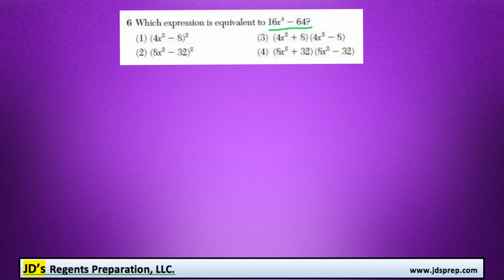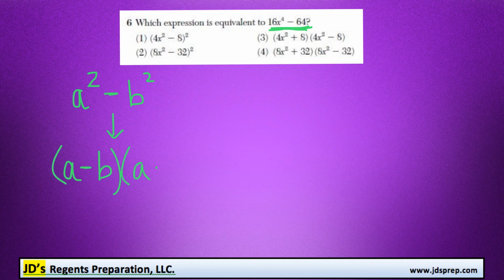Now, hopefully when you see this, you can tell right away that this is an example of difference of squares. Now, a quick refresher, difference of squares is when you're subtracting two terms that you can find the square root of each of them. So the simplest example is a squared minus b squared, and if you factor that using this property, it would become a minus b times a plus b.